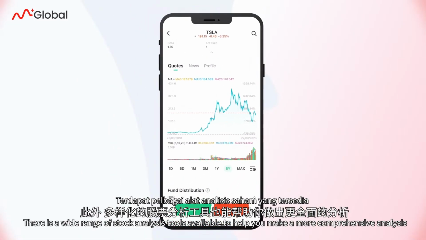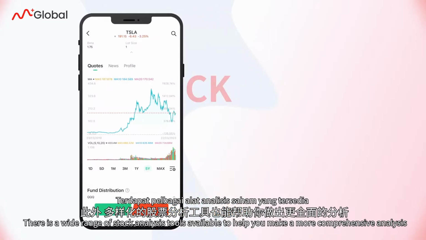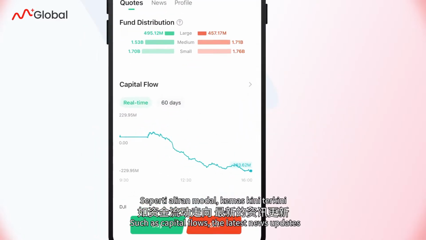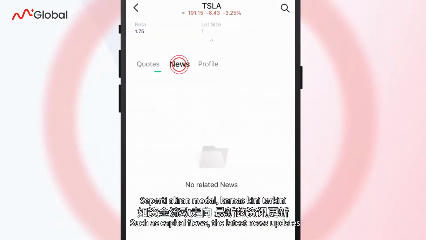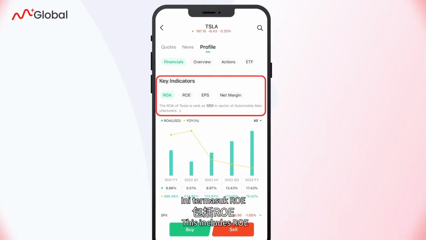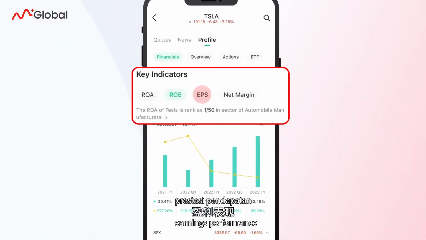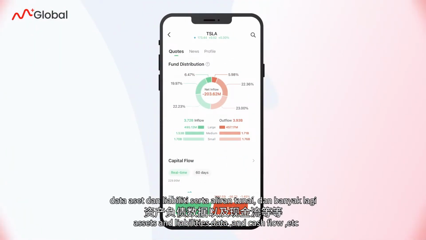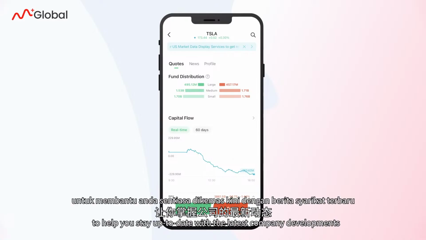There is a wide range of stock analysis tools available to help you make a more comprehensive analysis, such as capital flows, the latest updates, and various fundamental indicators. This includes ROE, earnings performance, net profit margin, assets and liabilities data, and cash flow, and more to help you stay up to date with the latest company news.